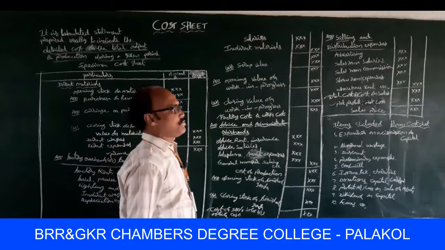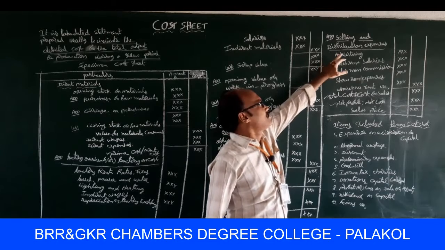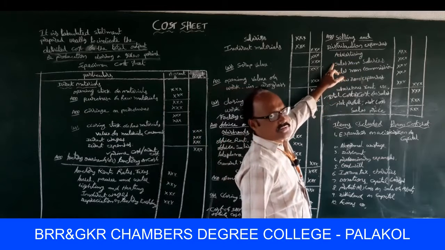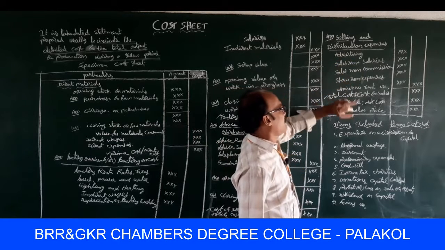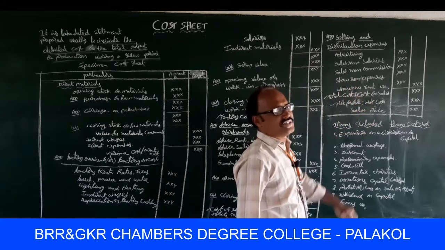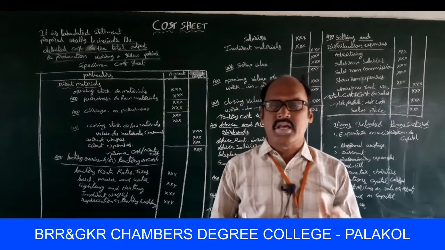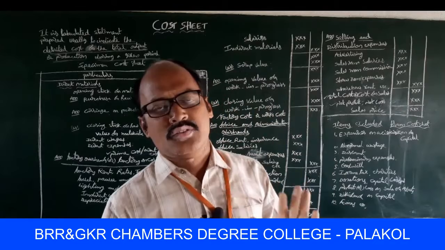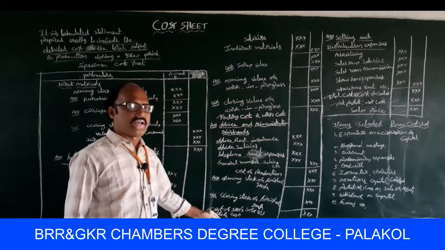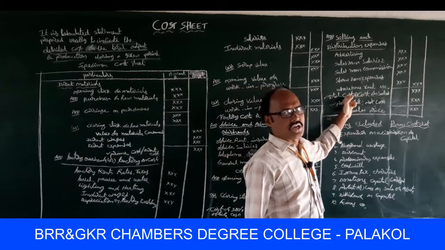What are the sales and distribution expenses? These expenses are related to sales and distribution. First one, advertisement. Next one, salesman salaries, salesman commission, showroom expenses, warehouse rents, etc. These are all the expenses related to sales and distribution expenses. These transactions are added to the office cost. Then we finally find out the total cost.